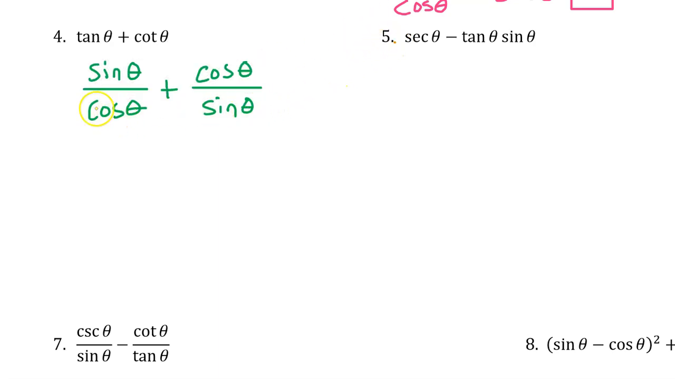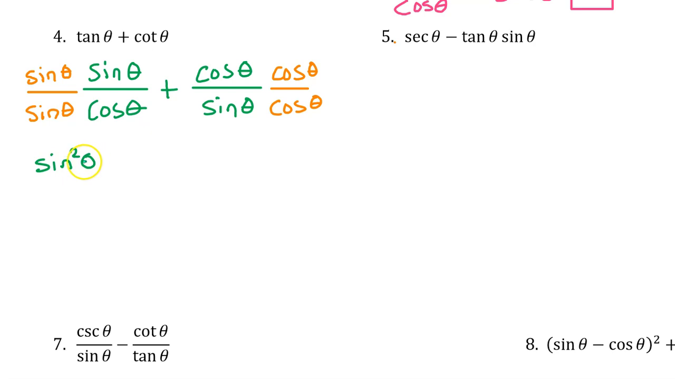So in order to make like denominators, I'm going to multiply the first fraction by sine theta over sine theta. And I'm going to multiply the second fraction by cosine theta over cosine theta. Now we will have the common denominator, sine theta cosine theta. So adding these two fractions together, we get sine squared theta plus cosine squared theta divided by sine theta cosine theta.